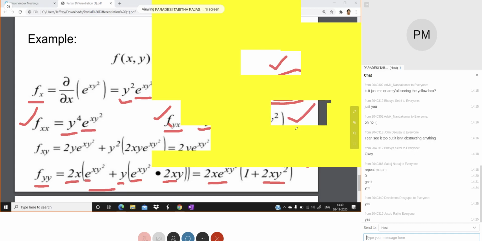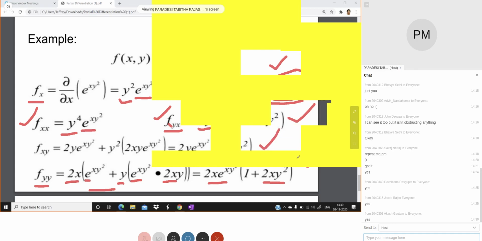Apply the product rule on x e power xy square and tell me whether this is right and fxy is also right. Take 2 minutes, check for yourself. If it's not correct, then I will repeat again.